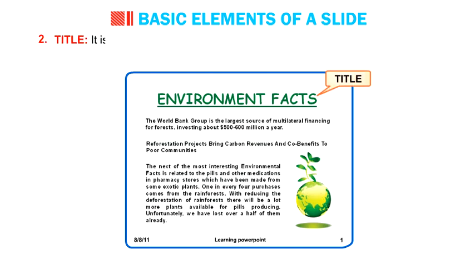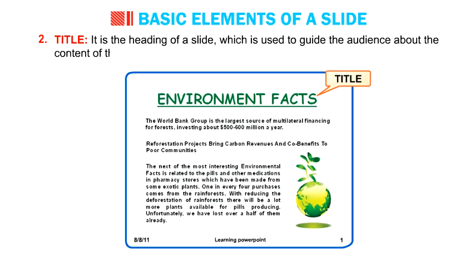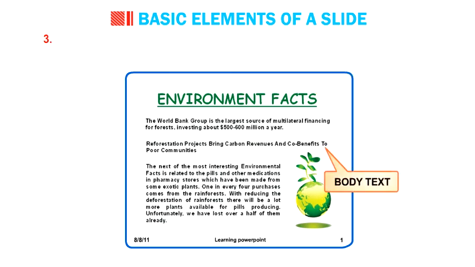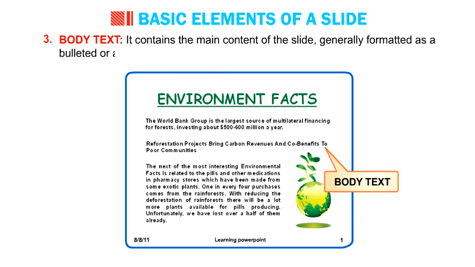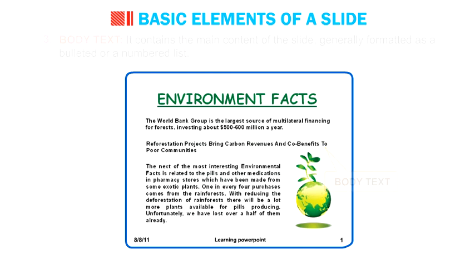Number 2. Title. It is the heading of a slide which is used to guide the audience about the content of the slide. Number 3. Body text. It contains the main content of the slide, generally formatted as a bulleted or a numbered list.